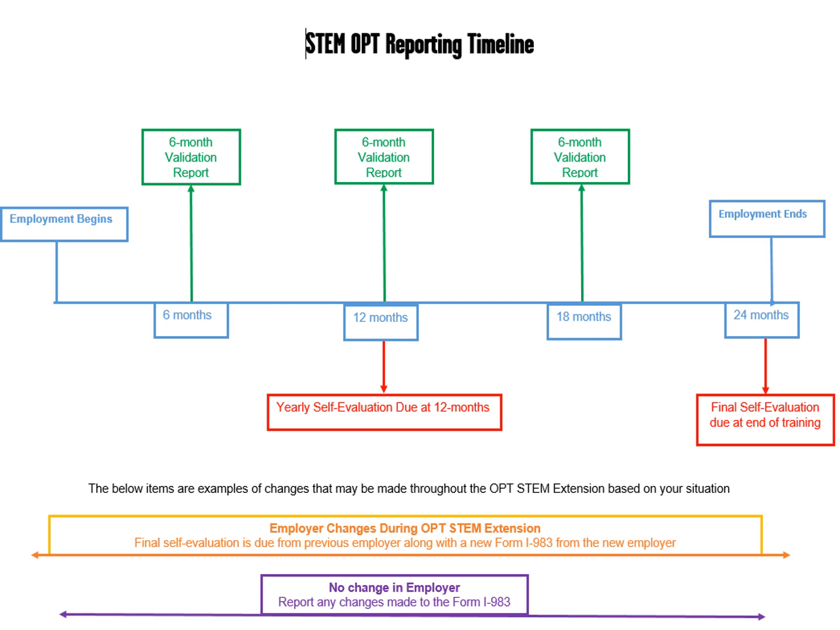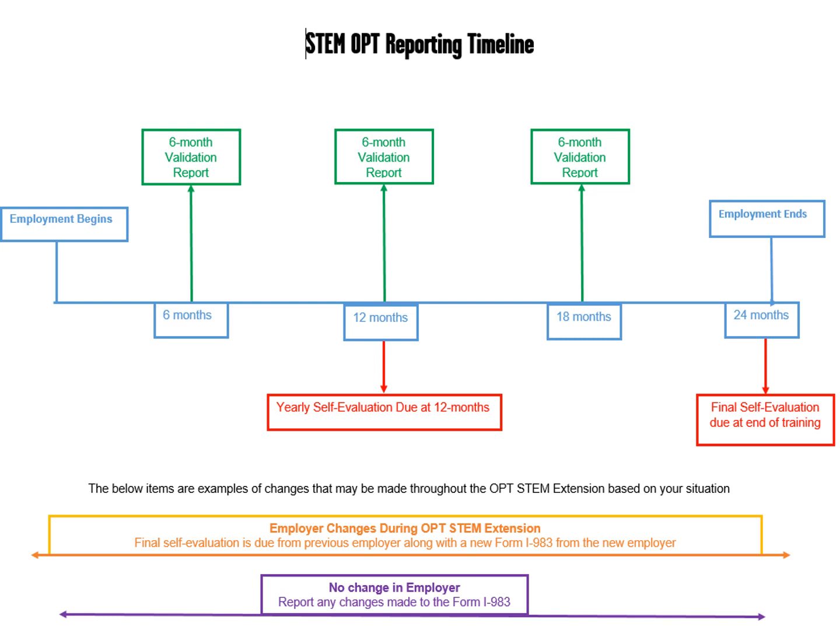During your STEM OPT extension, you might change employers. If you change your employer, you must submit an OPT update in the ISD Portal. In this update, you will include the final self-evaluation from the employer you are leaving and a new Form I-983 completed by your new employer.